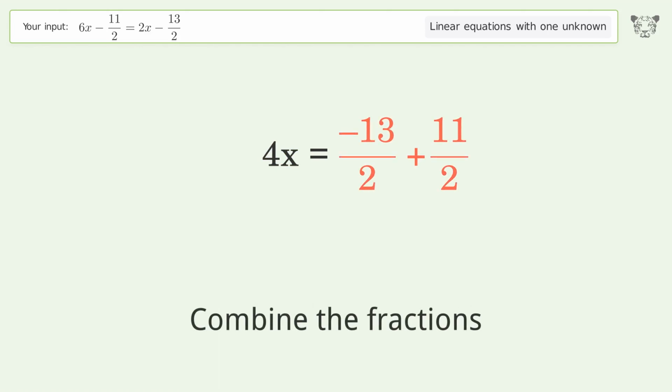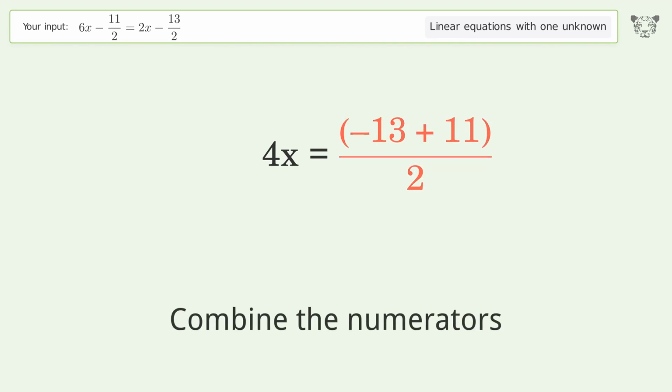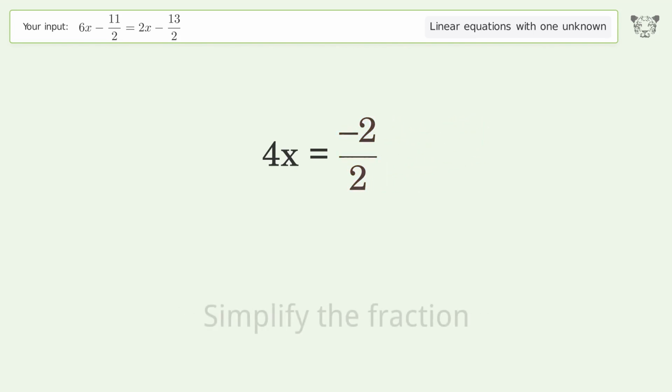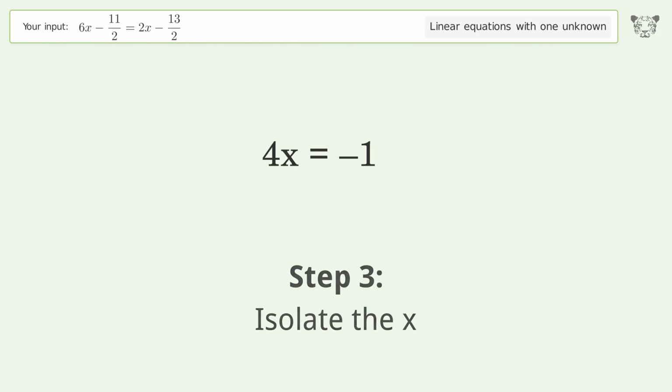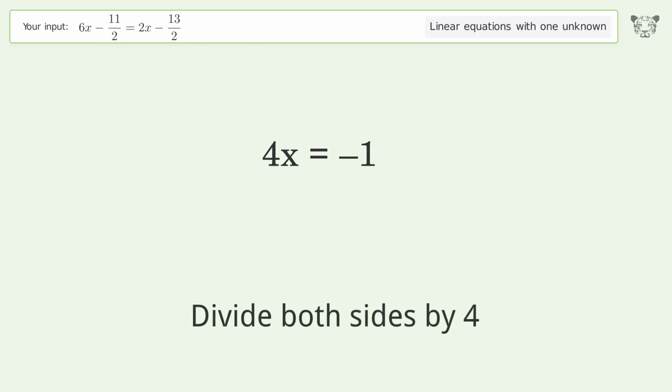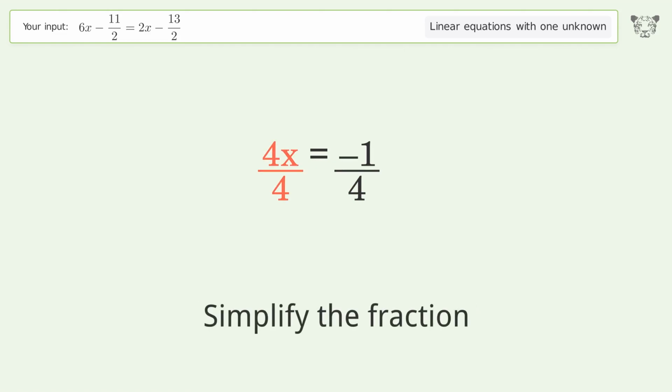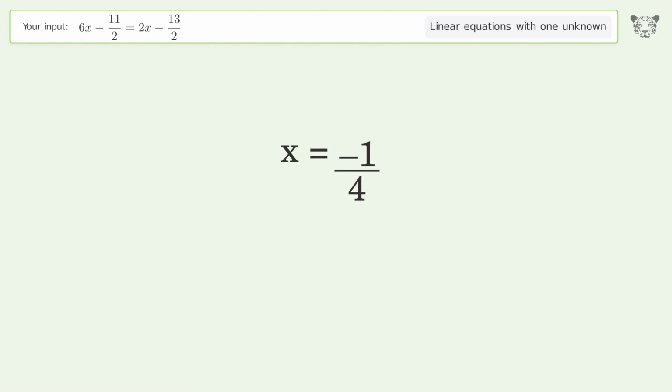Combine the fractions. Combine the numerators. Simplify the fraction. Isolate the x. Divide both sides by 4. Simplify the fraction. And so the final result is x equals -1/4.